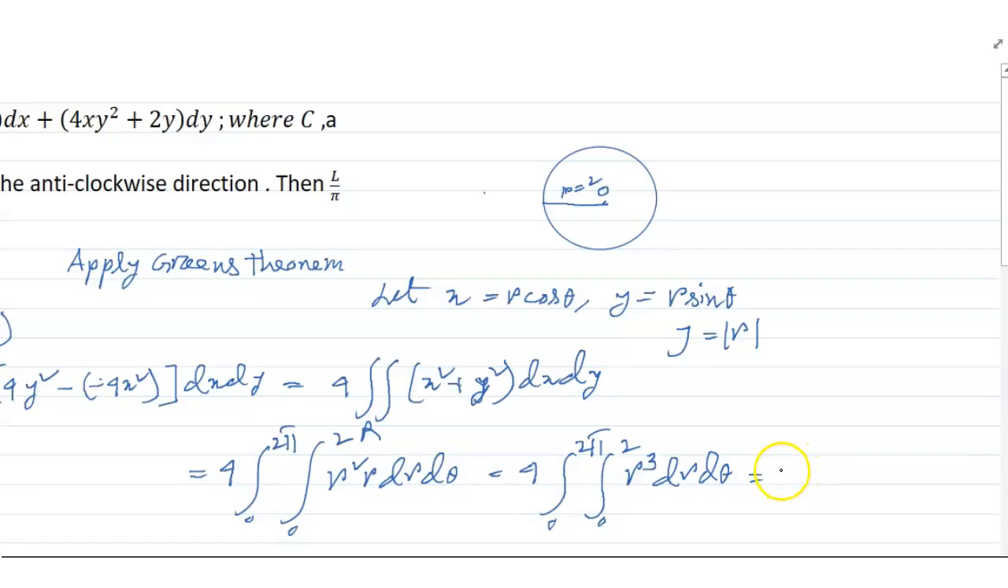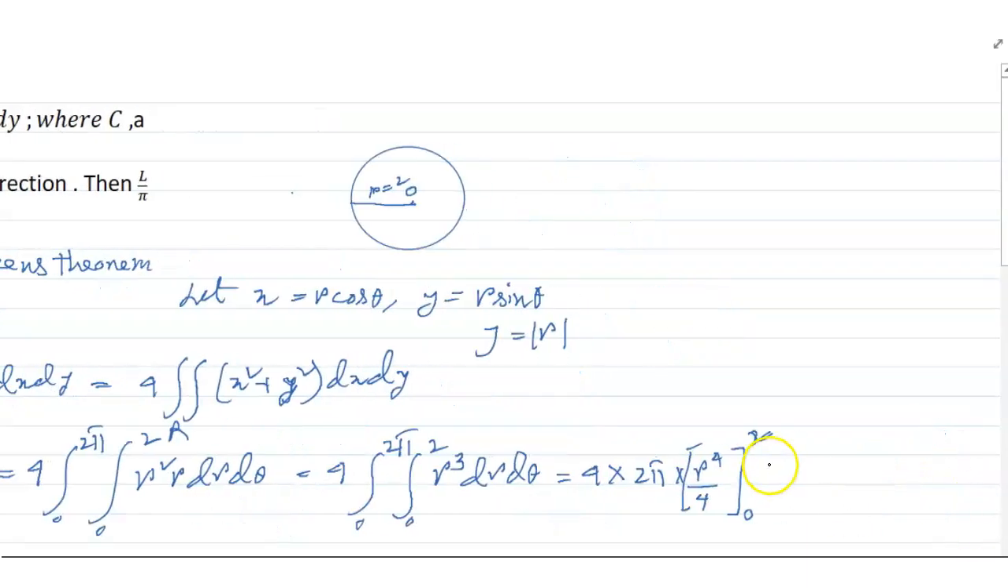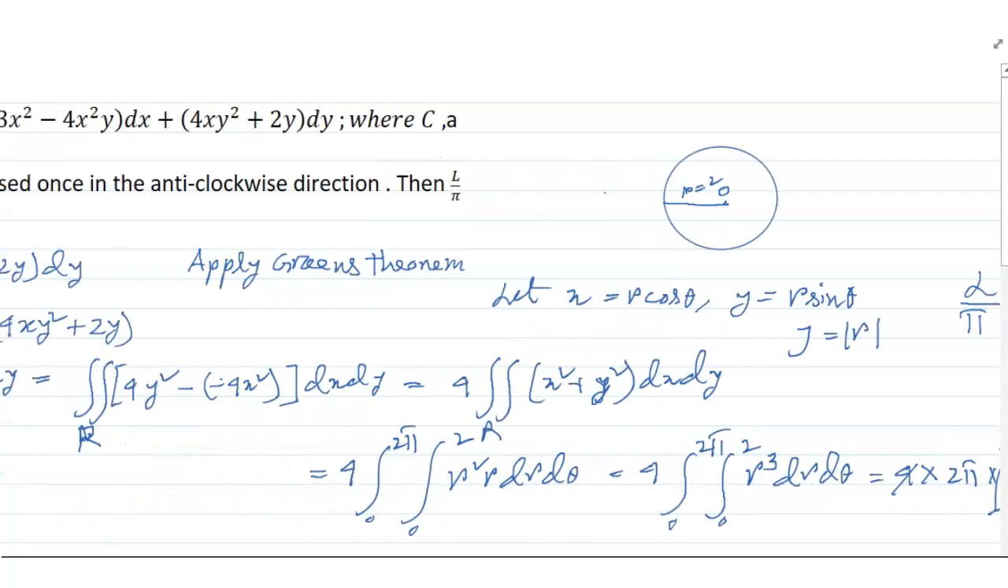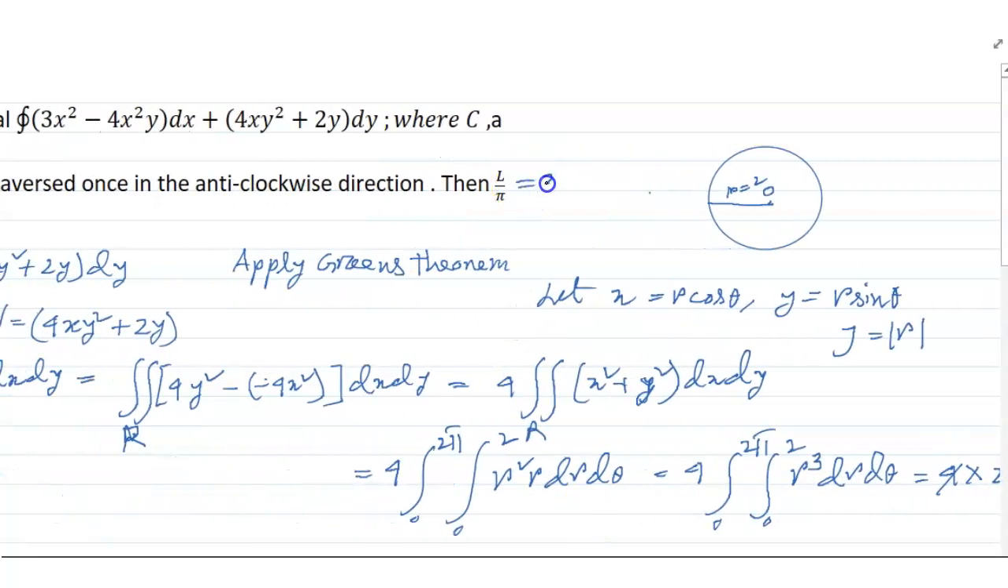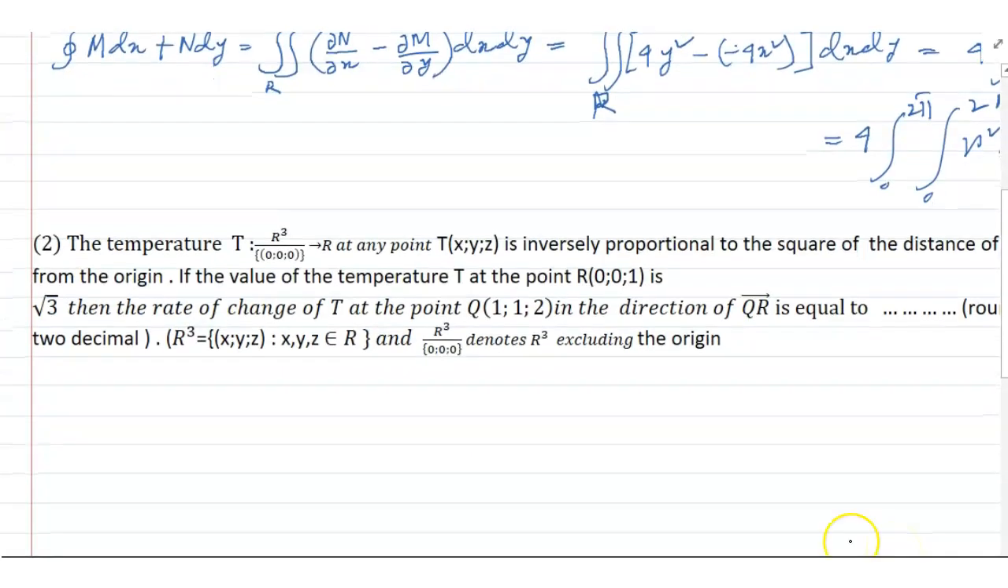The value is 4 into 2 pi into r to the power 4 by 4, from 0 to 2, equals 4 into 8 pi, and the value will come 32 pi, and L by pi equals 32. So L by pi is equal to 32. Now we will solve the next problem.